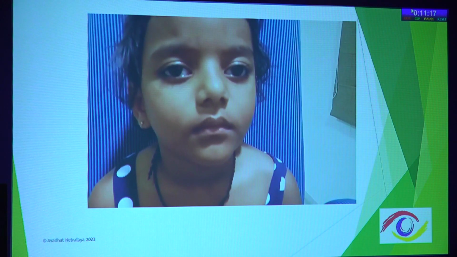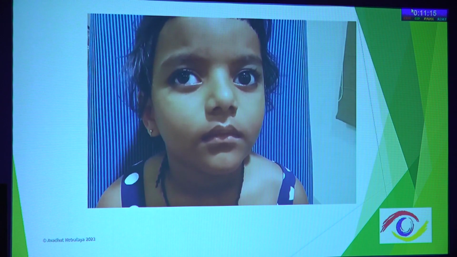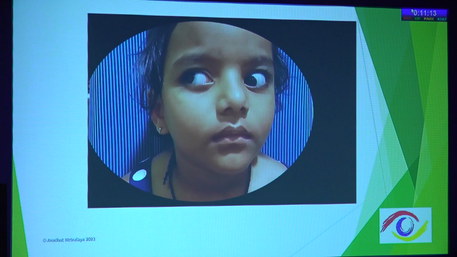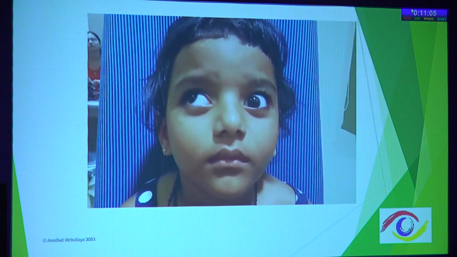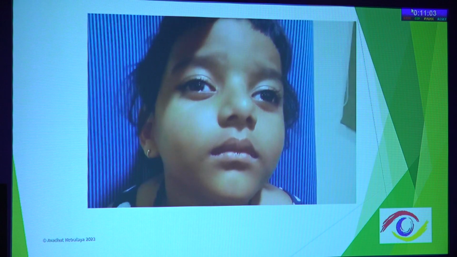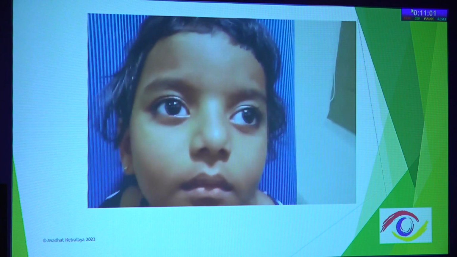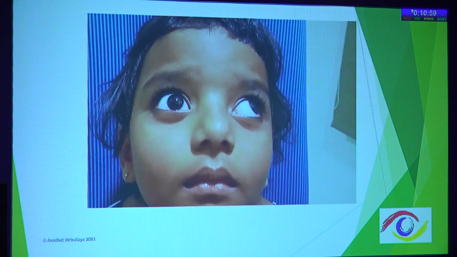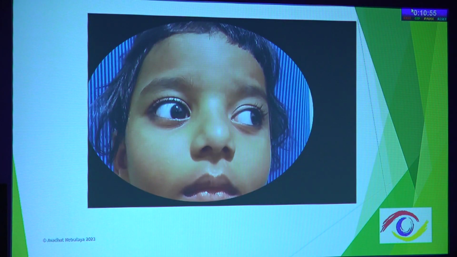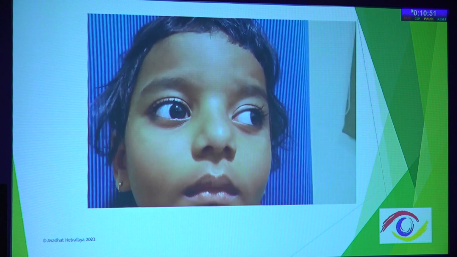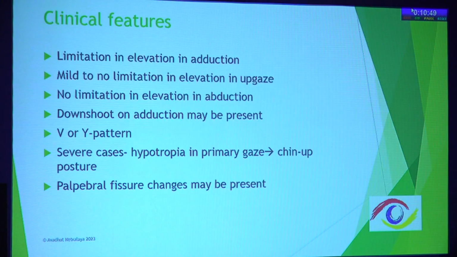Sharing another case. Look at the finger. Look this side, at the finger. In the above movement, you can see that she has got a downshoot on attempted adduction in the left eye. Look up, towards the ceiling, without moving the neck. She had a downshoot in the right eye also, a similar feature in the right eye, with limitation in elevation in adduction. The additional feature was she had a downshoot.